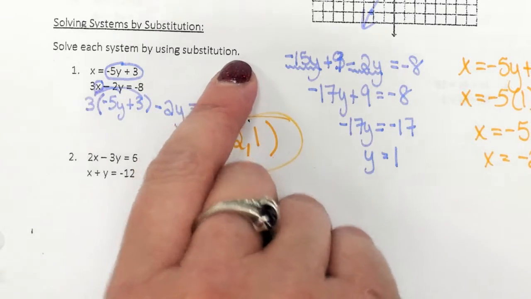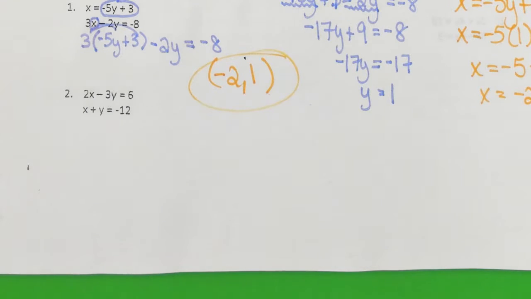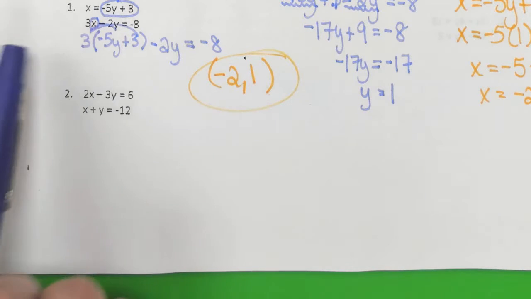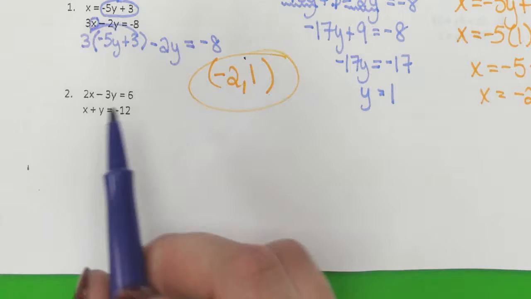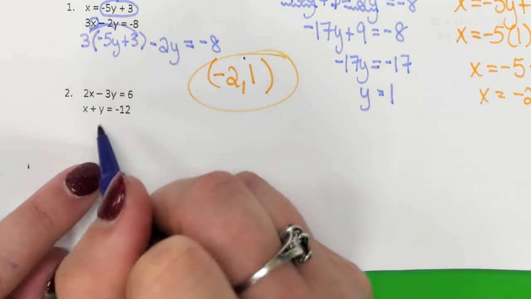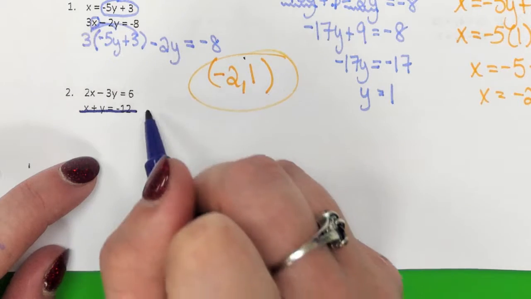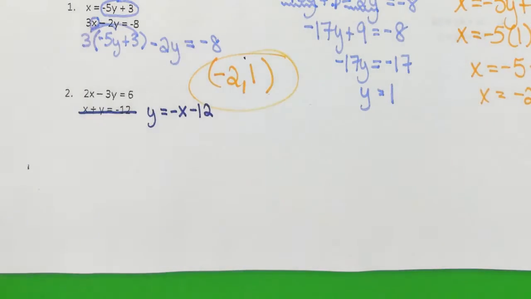Okay. All right. So which one of those is going to be easier to get by itself? The top one or the bottom one? The bottom one. It doesn't matter which letter I get by itself? No. All right. Which one do you want to get by itself? The X or the Y? Y. You do the Y? All right. So if we do that, then that's going to become Y equals negative X minus 12, right?